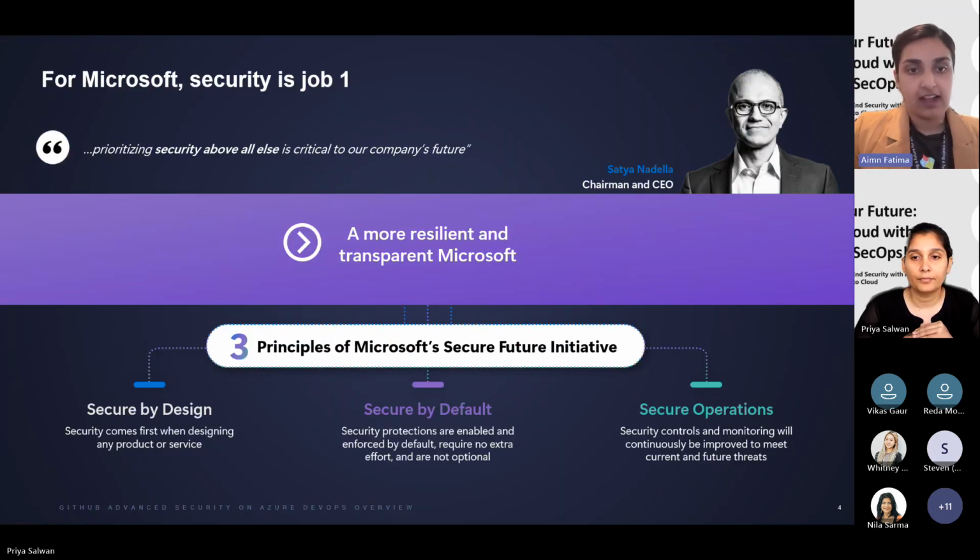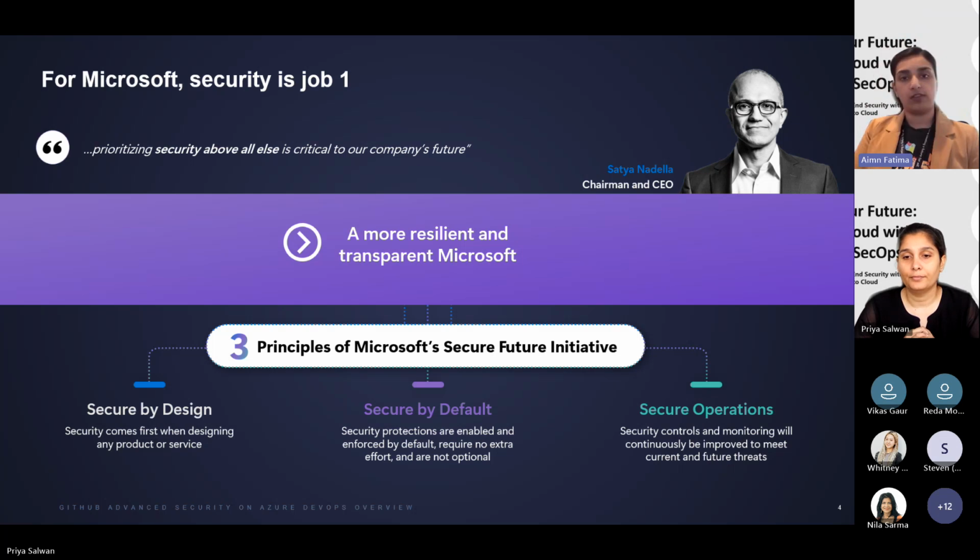Thank you. We have the equivalent of around 34,000 engineers working on the SFI, making it the single largest cybersecurity engineering project in the history of digital technology. All of our work across Microsoft is now guided by the 3 principles you see on the screen in front of you. Secure by design, where security comes first when designing any product or any service.